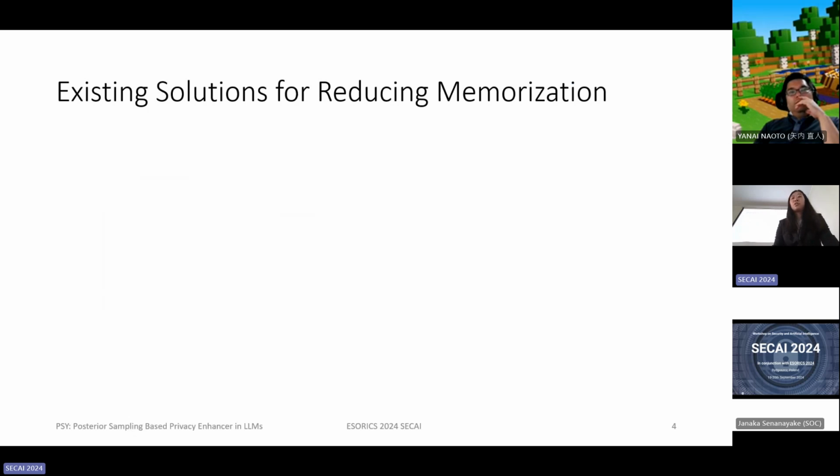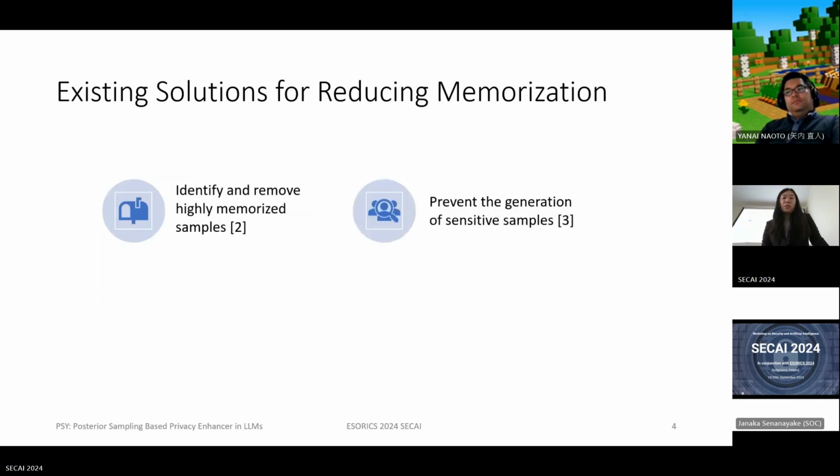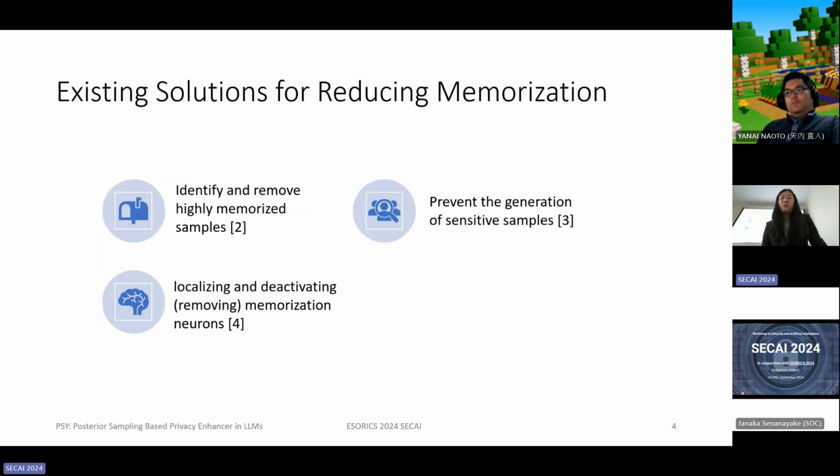We looked at existing solutions for reducing memorization. The first is from Ren et al. They identify and remove highly memorized samples. The second one is from Sampali et al. Their method aims to prevent the generation of sensitive samples. The third paper is from Hindersdorf et al., and their method is to localize and remove memorization neurons. So they all modify something in the datasets or models.